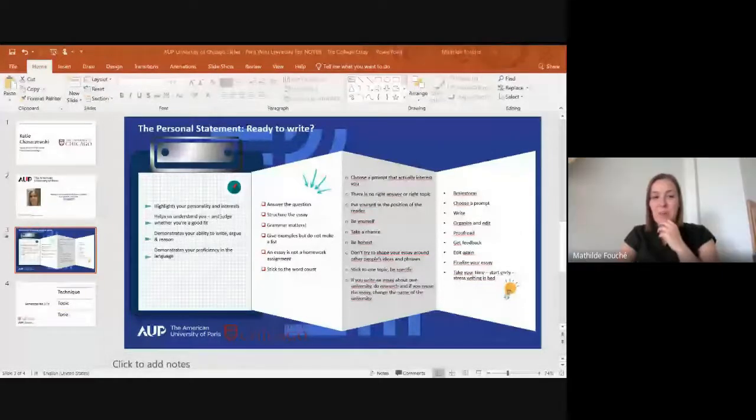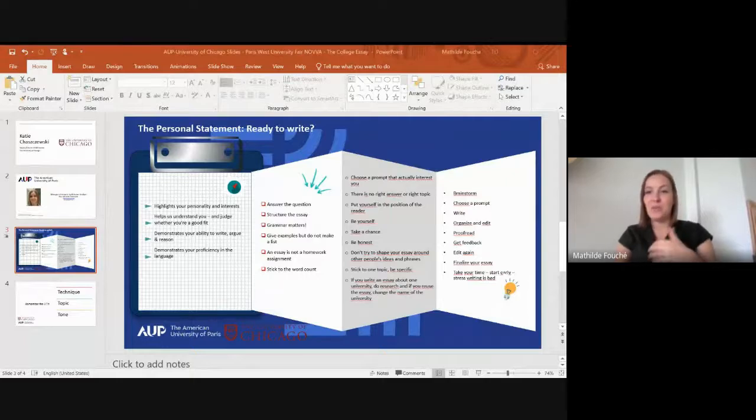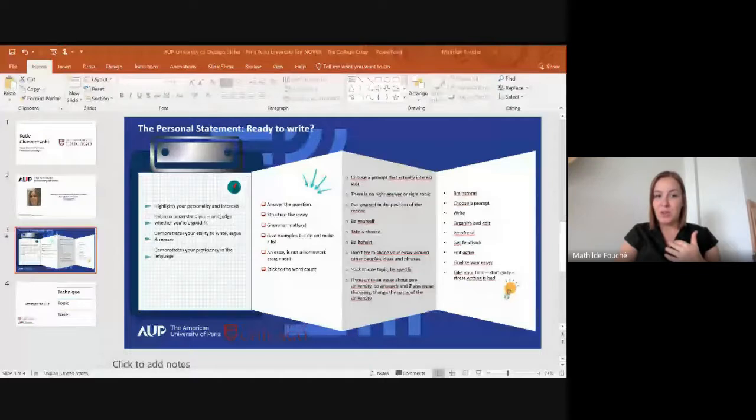Yes, stick to one topic. You choose the topic that you like and you stick to the topic. It's important, and putting yourself in the position of the reader. That's good. We're always going to go back to, you're going to be one essay among a lot of essays. So it's important to try to make it interesting for the admissions counselor to read.